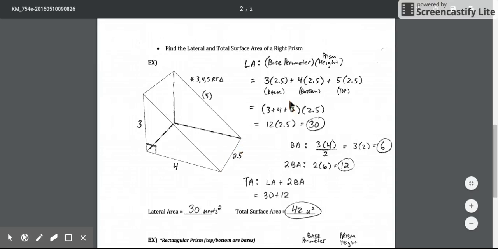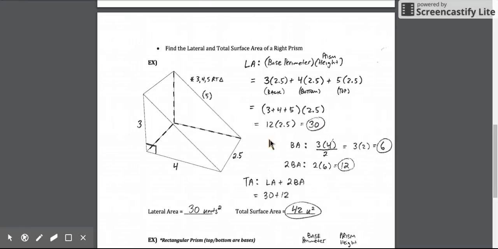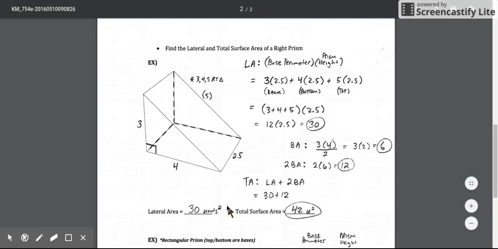So that's why we're allowed to take that shortcut to find lateral area. It's just the base perimeter times the prism height, but you can always go the long way if you wish. So the lateral area, when we put it all together, is 30 square units, whatever the units are. So that's our lateral area.